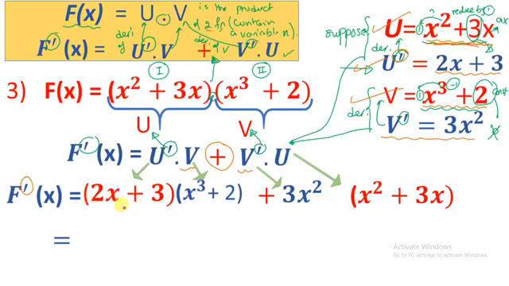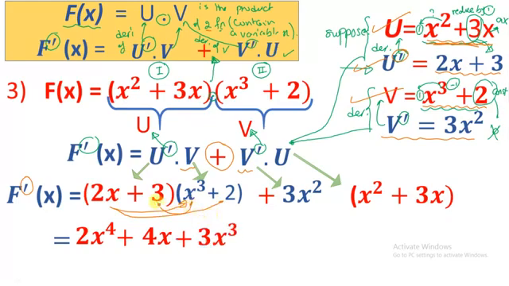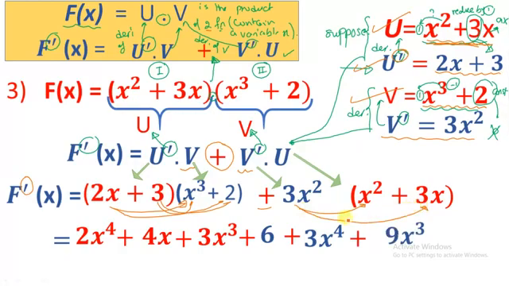First we will expand the brackets. 2x multiplied by x cubed, and we will get 2x to the power 4. 2x multiplied by 2 to get plus 4x. 3 multiplied by x cubed, and we have 3x cubed, and 3 multiplied by 2, which is 6. Plus 3x squared multiplied by x squared is 3x to the power 4, and 3x squared multiplied by 3x is 9x cubed.